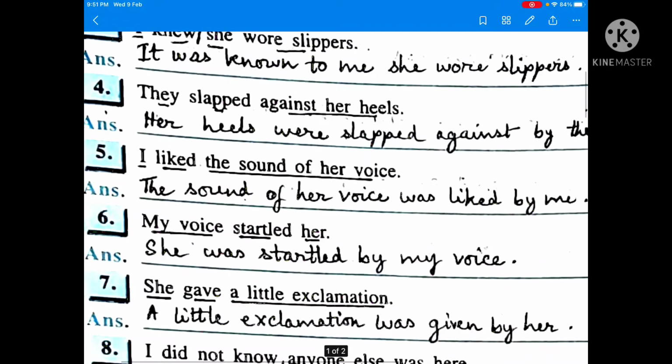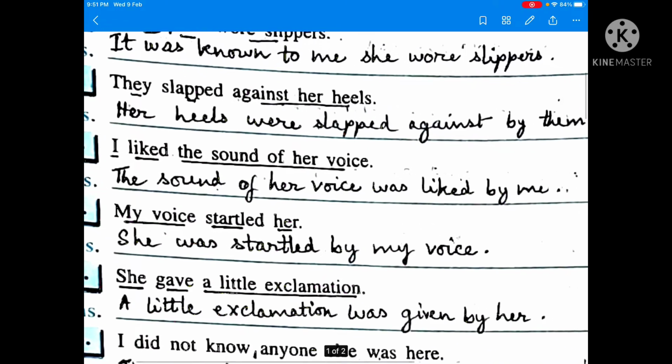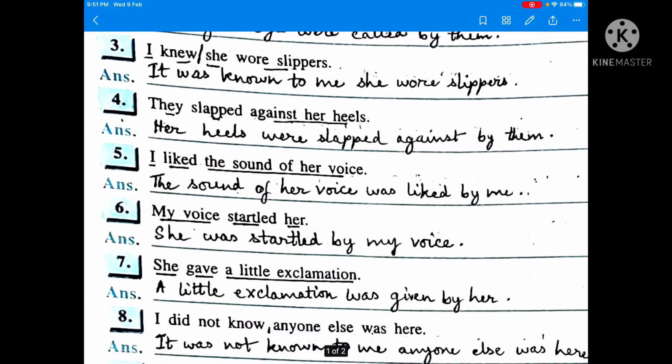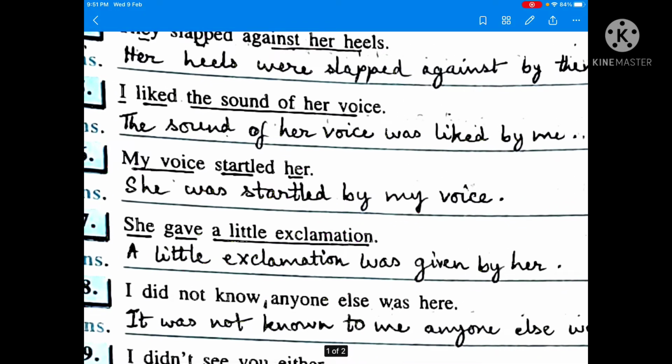They slapped against her heels. Her heels were slapped against by them. I liked the sound of her voice. I is the subject, liked is the verb, the sound of her voice is the object. The sound of her voice was liked by me. The sound of her voice, the object, becomes the subject in the passive voice. The sound of her voice was liked. Liked becomes was liked. Liked is past tense, it becomes the past participle, liked, and it takes the be verb. The sound of her voice was liked.